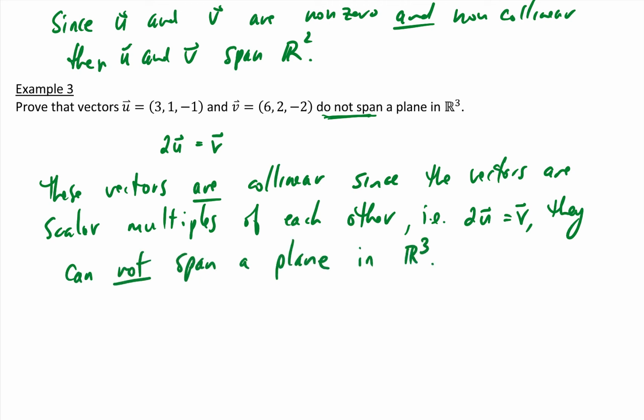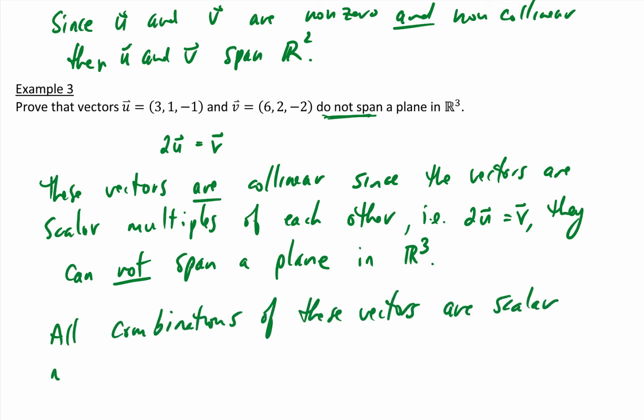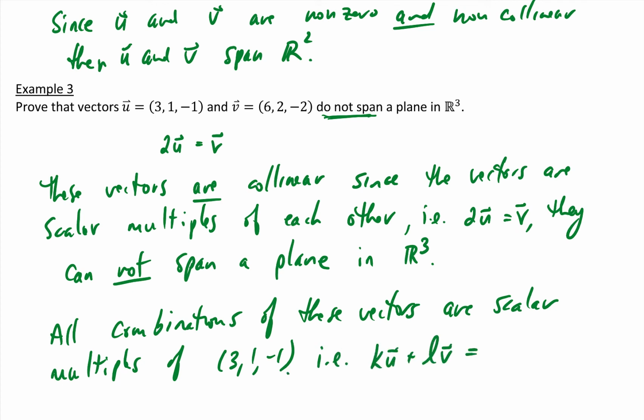So this also means that all linear combinations of these vectors are just a scalar multiple of 3, 1, and -1. So really, these vectors just form a line.